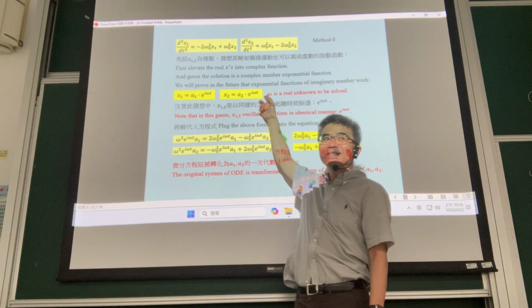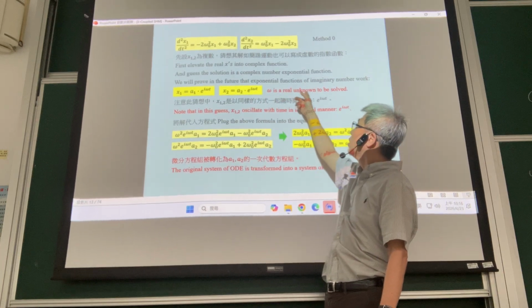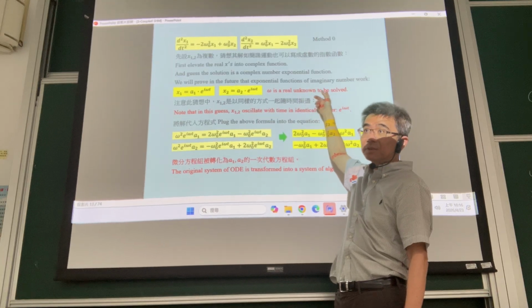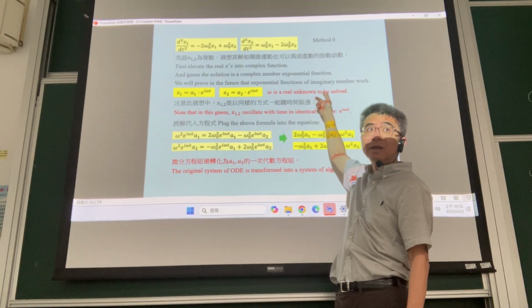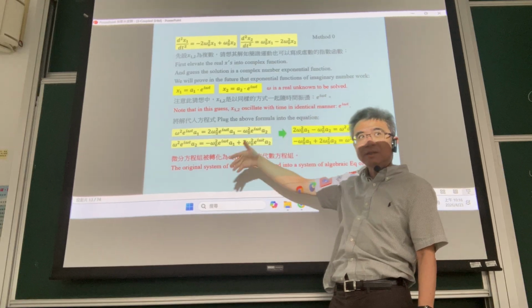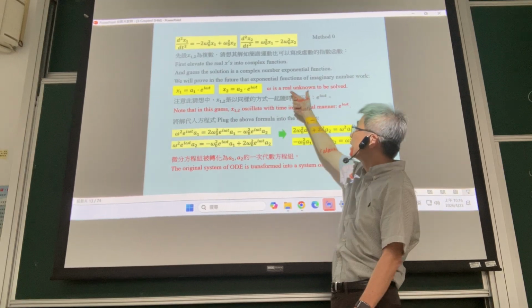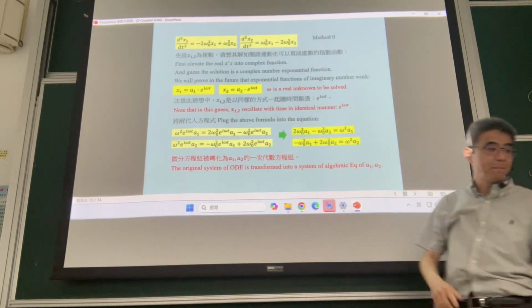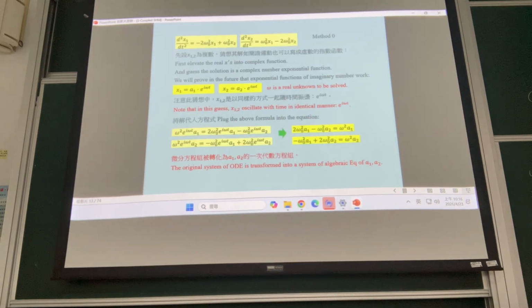We don't know what it is. So it's a real unknown number to be solved. We will solve it. Okay, it's not anything. In the next couple of transparencies, we'll show you that this omega could be solved. Okay. Any question?